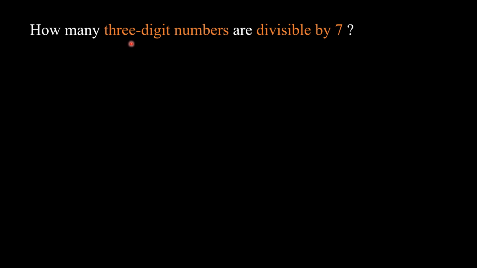How many 3-digit numbers are divisible by 7? Now 3-digit numbers range from 100 to 999, out of which we have to write only those 3-digit numbers which are divisible by 7.